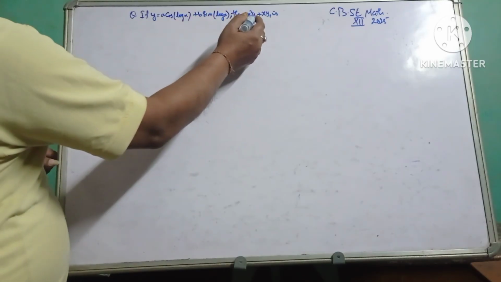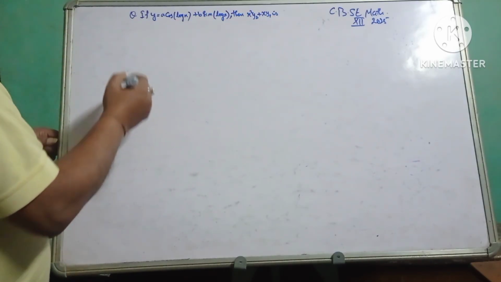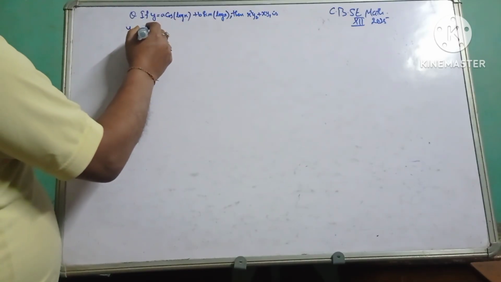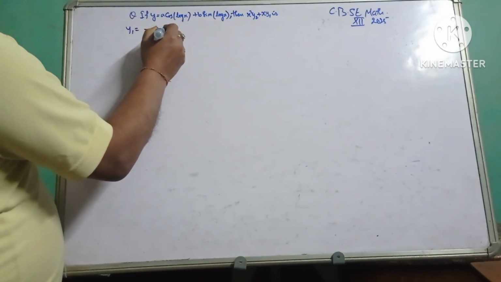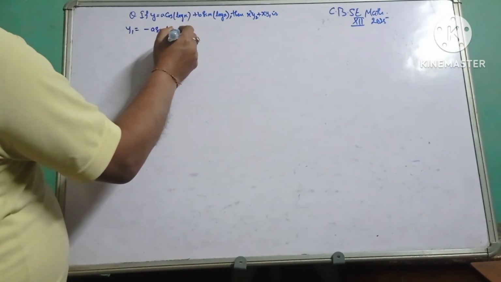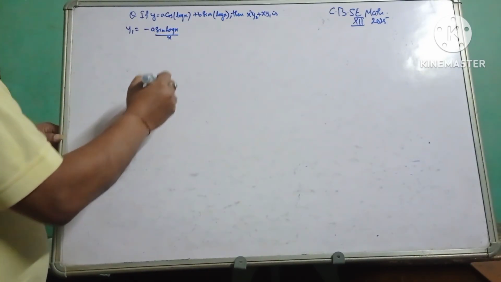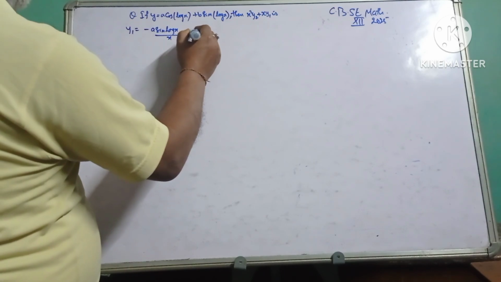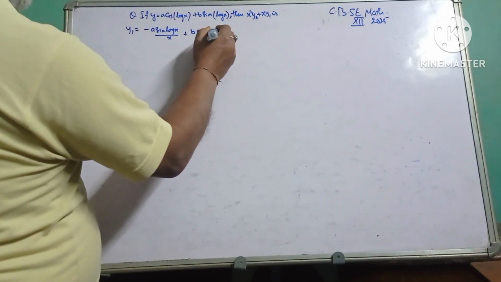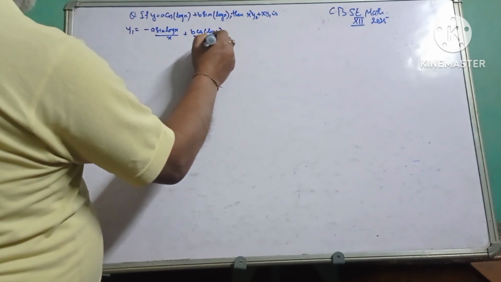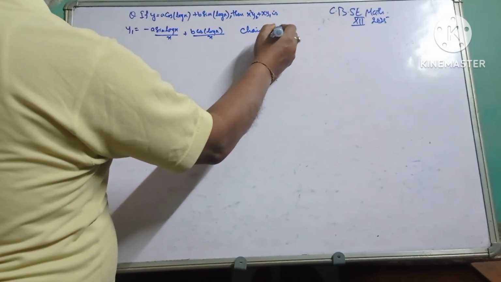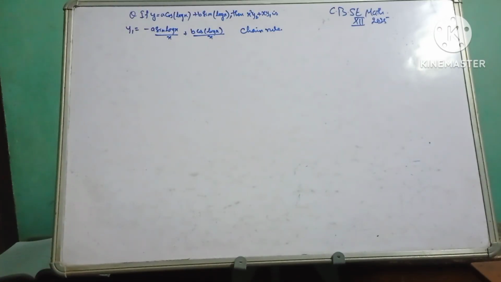So here y2 means second derivative, y1 means first derivative. Your first derivative, this will be chain rule, that is minus a sin(log x) by x, and here this will be b cos(log x) by x. Here this is chain rule, here this is chain rule. This is your first derivative.